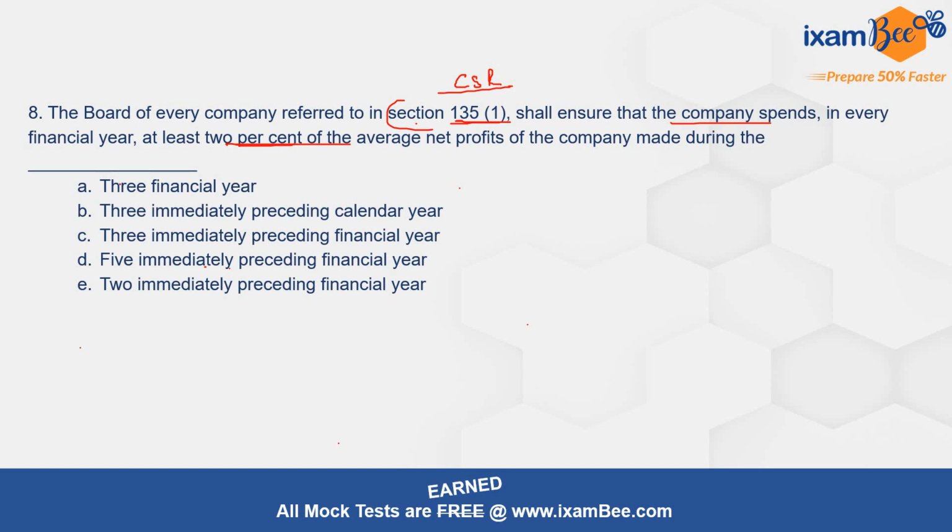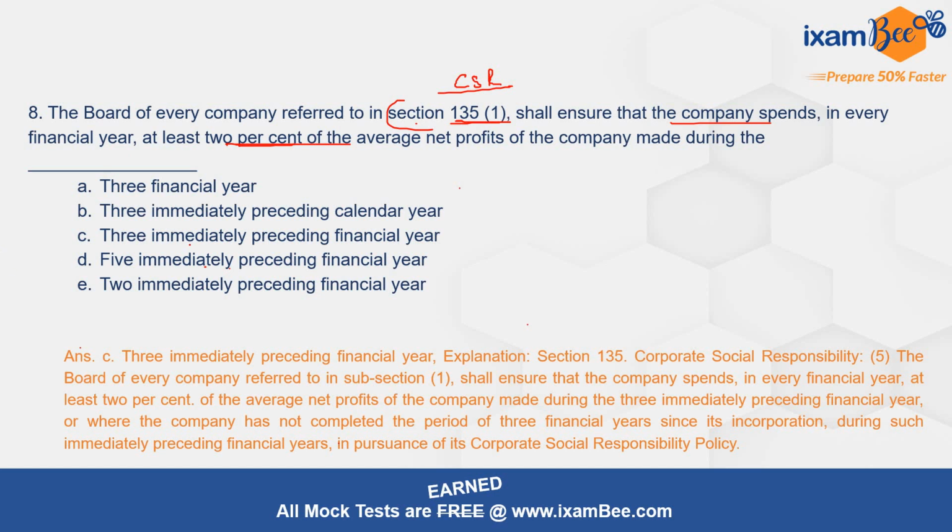So the correct option with respect to this particular question is C, which is 3 immediately preceding financial years. Section 135 provides that the board of every company which is specified in subsection 1 of this section 135 has to ensure that the company is spending in every financial year at least 2% of the average net profit of the company. So this much they have to spend in the CSR activities during the 3 immediately preceding financial years, or where the company has not completed the period of 3 financial years since its incorporation, during such immediately preceding financial years, in pursuance of the corporate social responsibility policy.